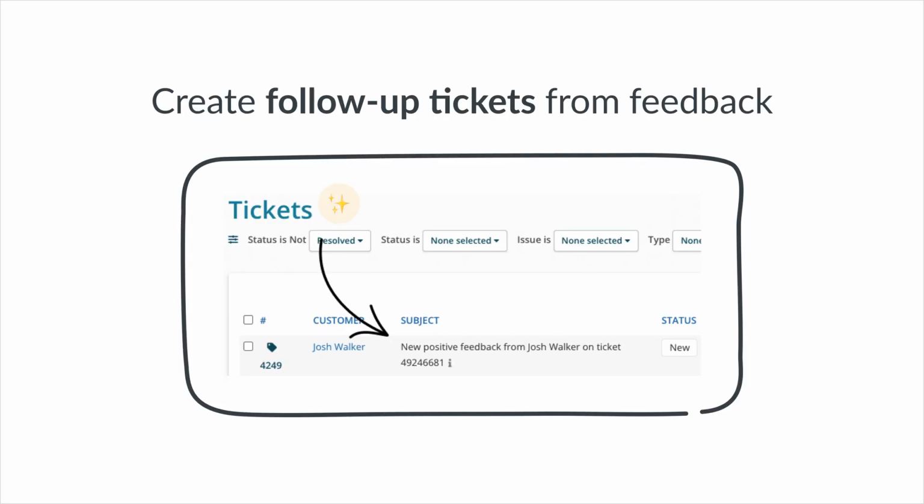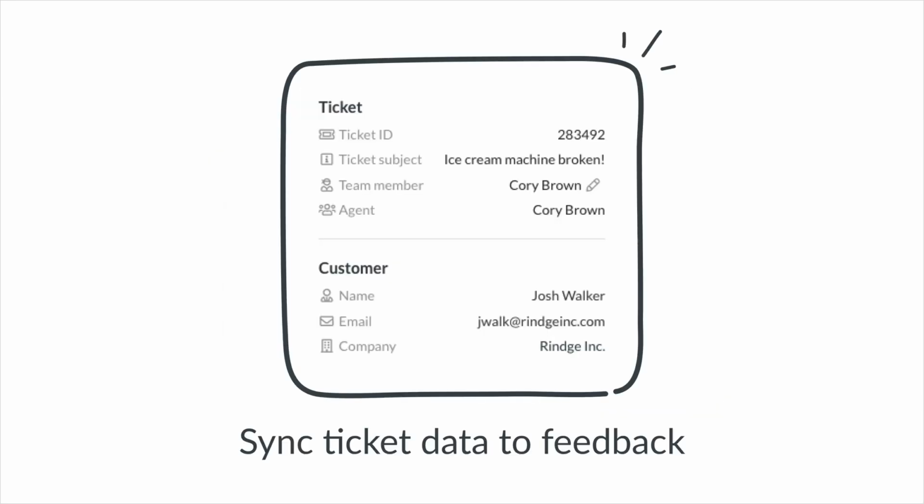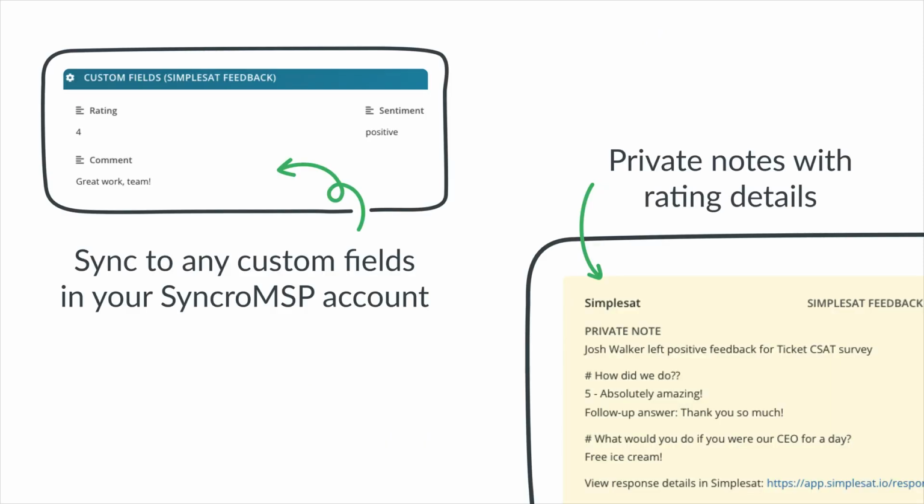With automated follow-up tickets, your team can effortlessly respond to customers and close the loop, all while staying in the comfort of your existing support workflows. Each time a rating is received, Simplesat will look up the ticket and sync that information back to the response. Next, you can sync the rating, sentiment, and comment to any custom ticket fields you create in Syncro.